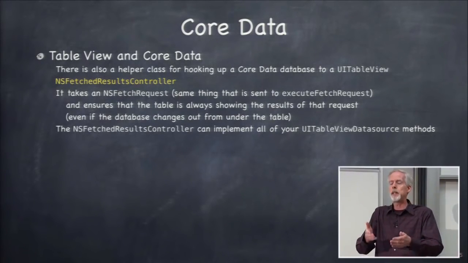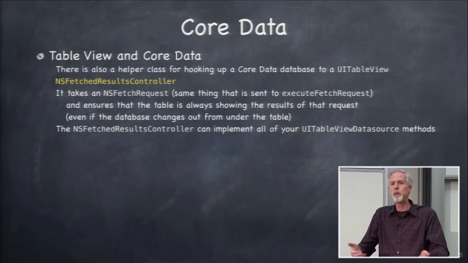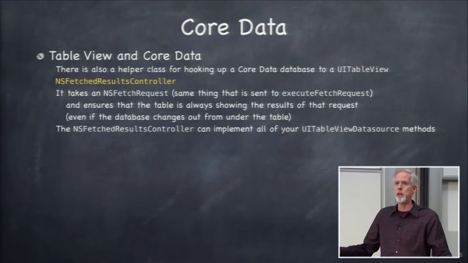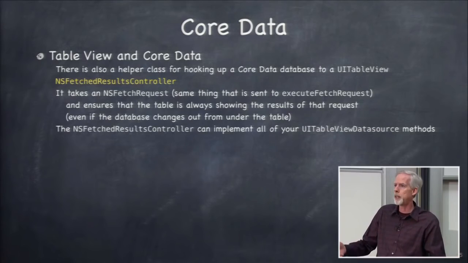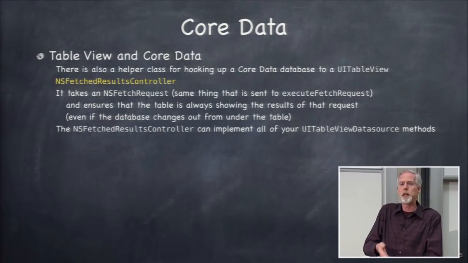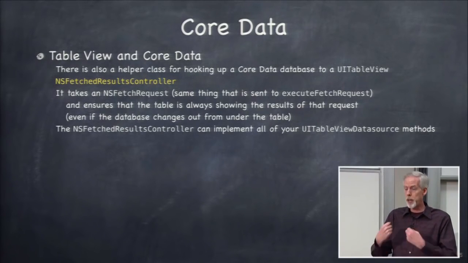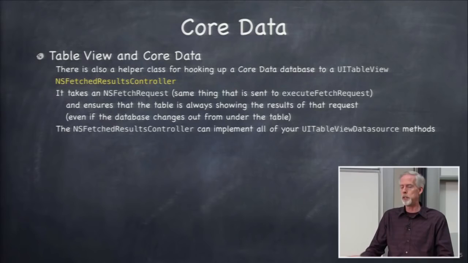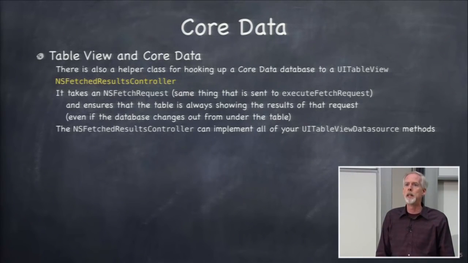So basically the fetched results controller will implement all of your UITableViewDataSource methods for you. How many rows in table, how many rows in section, give me the cellForRow at indexPath. You have to do your own cellForRowAt indexPath to do the UI part of it, but there's just one method in the fetched results controller that'll tell you which managed object is in this row in the table. So if you're doing Core Data for your final project and you're doing table views, you definitely want to look up NSFetchedResultsController. Okay.